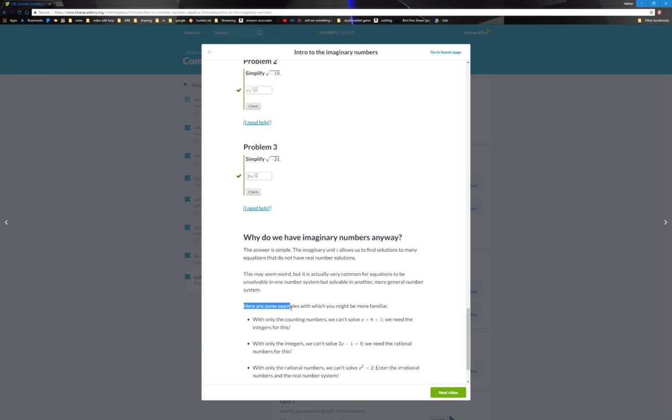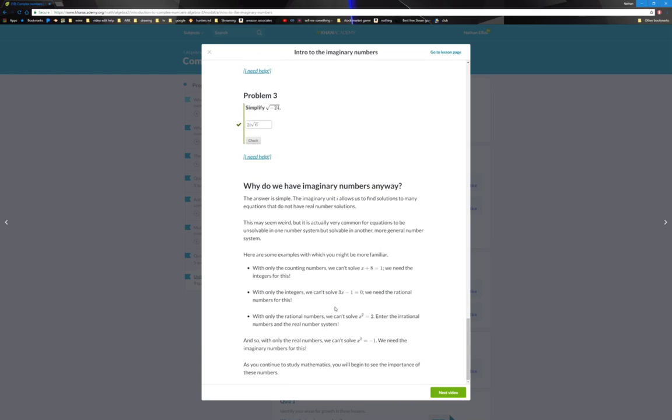I don't know. Here are some examples with which you might be more familiar. With only the counting numbers, we can't solve x plus 8 equals 1. We need integers for this. With only integers, we can't solve 3x minus 1 equals 0. We need rational numbers for this.